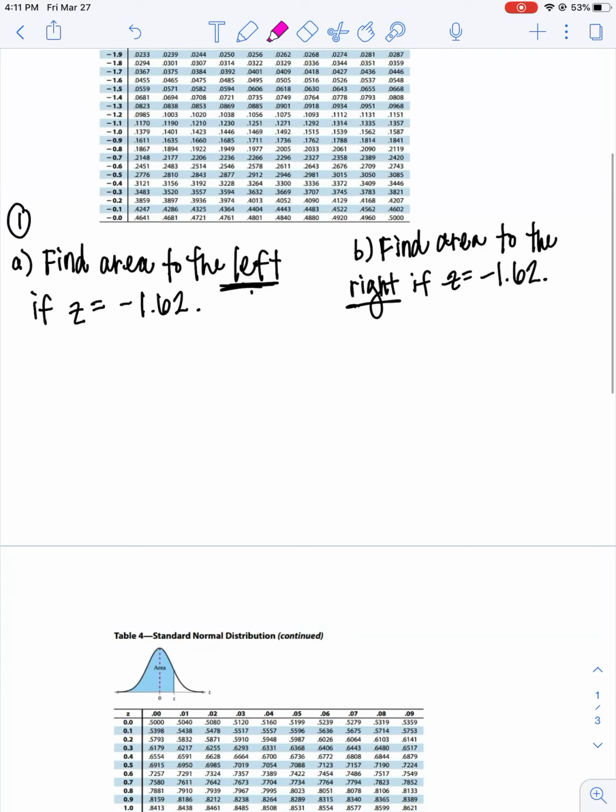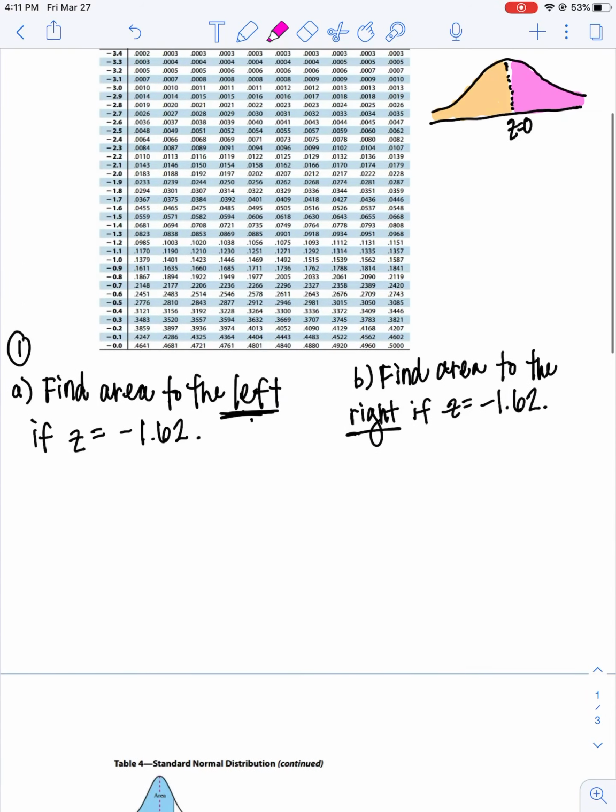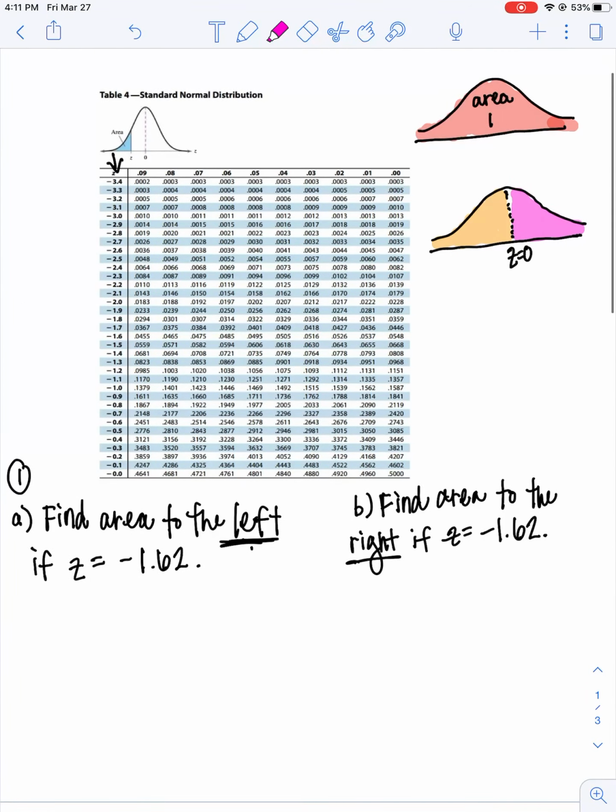Okay, so if we take a look down here, there are actually 3 problems. Problem 1A, and then problem B, and then problem 2. So we're going to take a look at them in this video. And part A says find the area to the left, that's important, if z equals negative 1.62. So I'm going to draw a normal curve. I'm going to put my 0 in there.